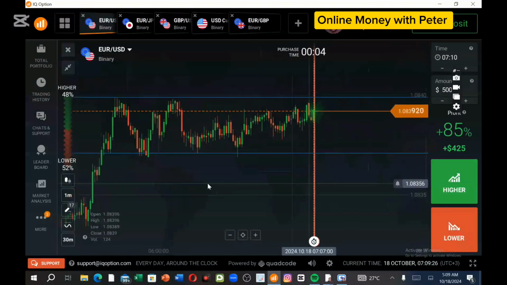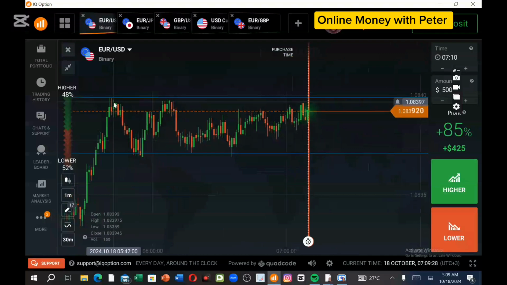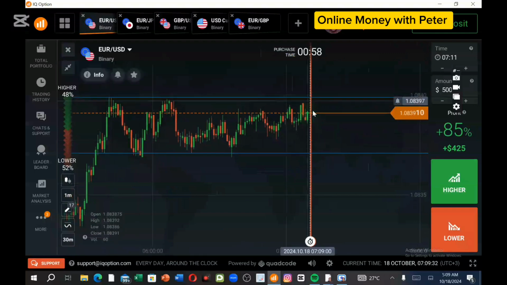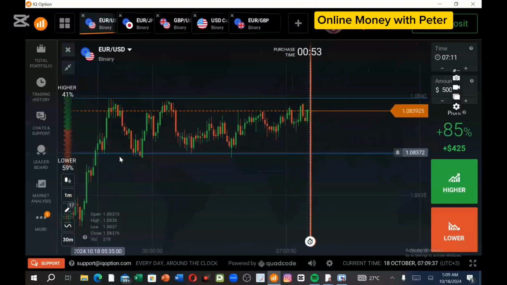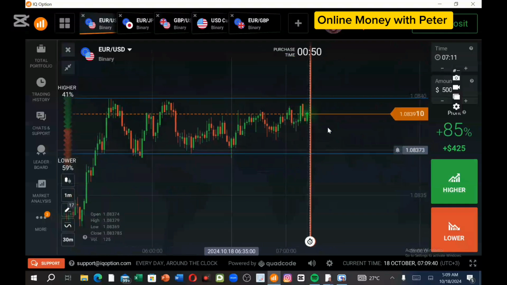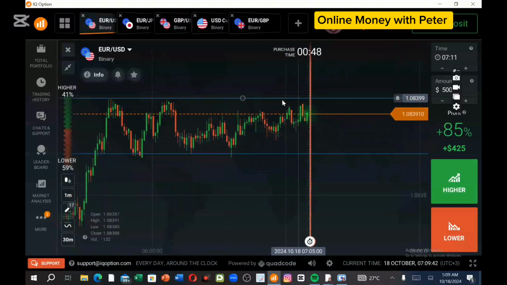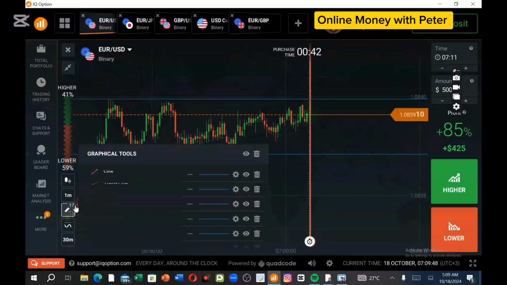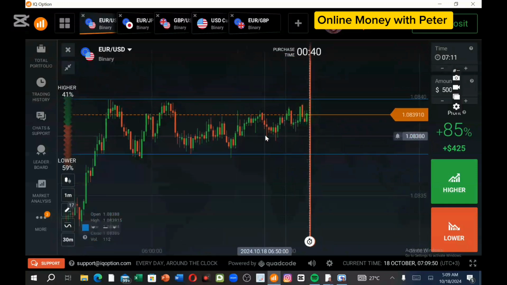Okay, as it is, it's been hovering, ranging from this point to this point, and what you can see here, it's reversed here at this price, it's reversed here, it's reversed here. Now it's likely to break out of this resistance, right? And it's reversing here as well. So let's draw our horizontal line here.